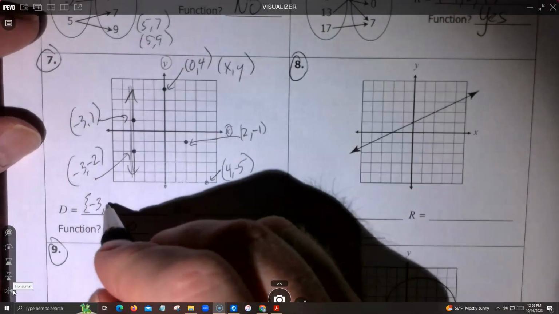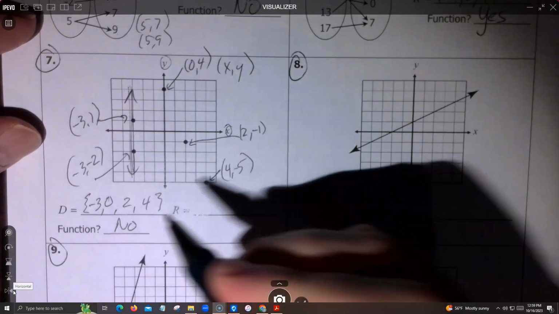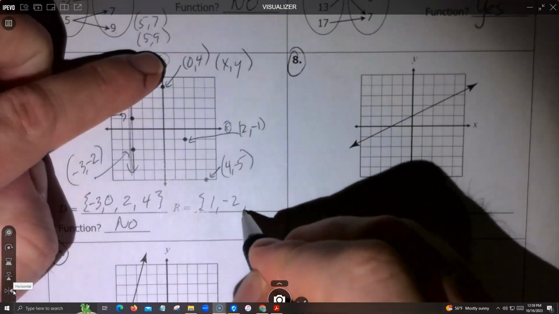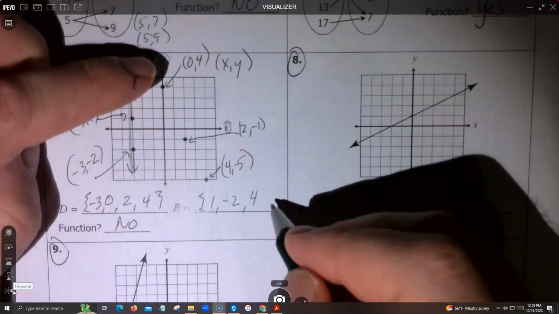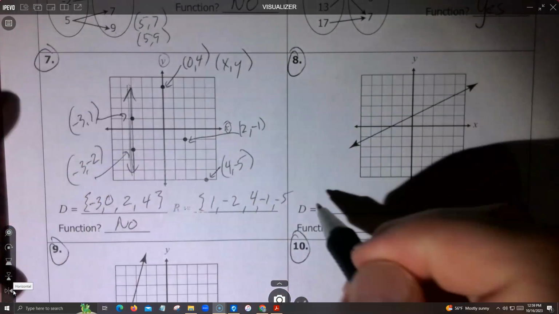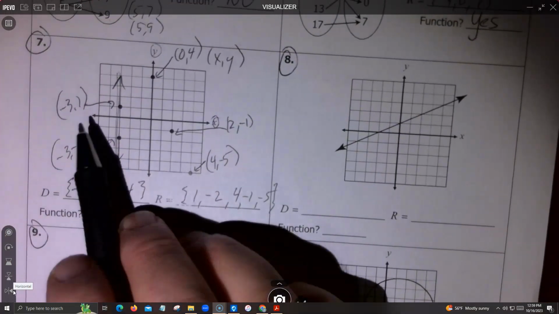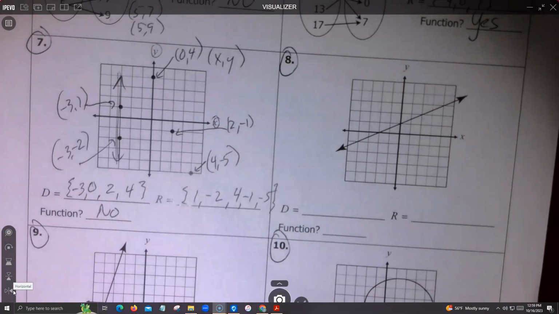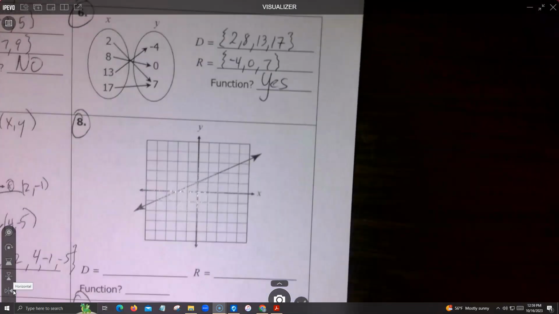Negative 3, 0, 2, and 4. Then my range are all my y's. 1, negative 2. Oops, I think yeah, 4. Got 4's and all sorts of things here. Negative 1 and negative 5. Okay, and close that. All right, and again, we already talked about the fact that it's not a function. 2 different reasons. Won't pass the vertical line test, and also I've got duplicate x's, which I'm not allowed to have.